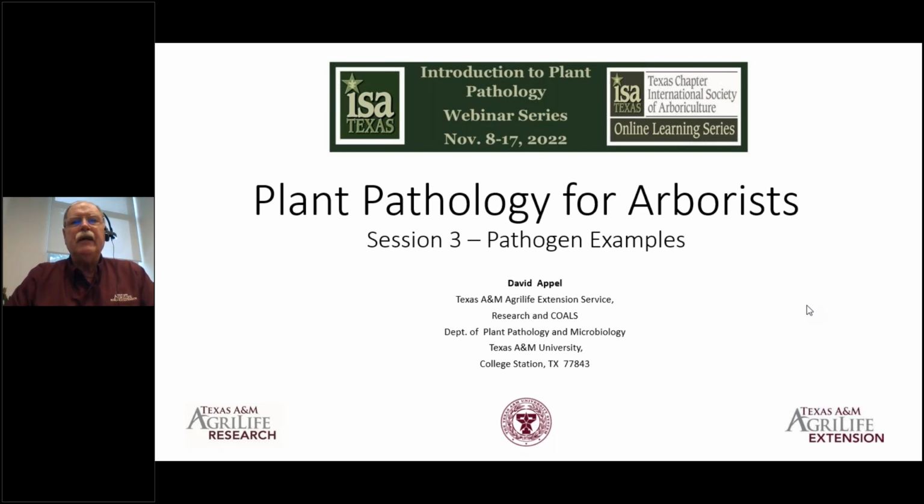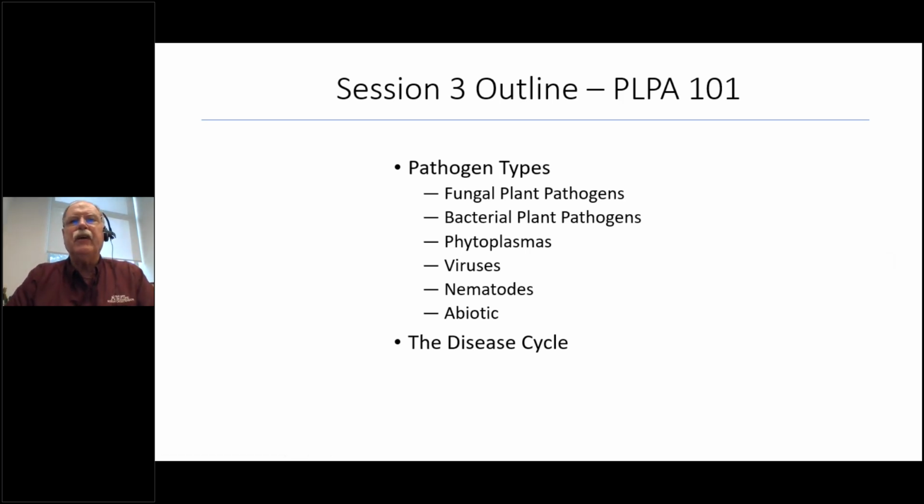Good afternoon, everybody. As John said, this is our fourth session, the third session in the series on plant pathology for arborists. And I'm going to start with a brief outline just to tell you what's coming for today's session. We're going to talk about pathogen types today. We're going to go through each of the major types of pathogens that I often show on my screens when I give talks, but we don't go into a lot of details about each one of these.